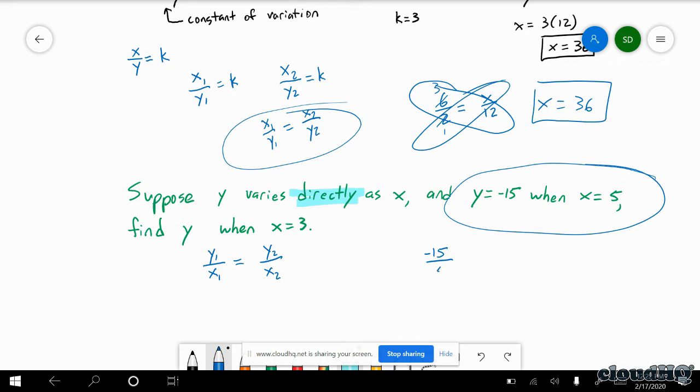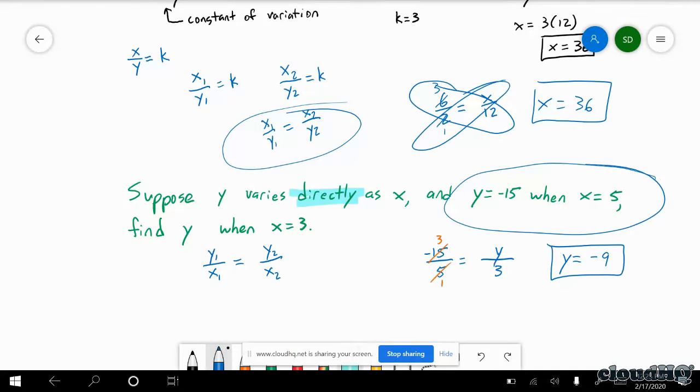Negative 15 over 5. And then we have a second set of data. It's an incomplete set. I don't know what the y value is. That's what I'm trying to find. But x is 3. And now I could cross multiply. If you want to simplify first, the 15 and the 5 can simplify. So I get negative 3 over 1. Now cross multiply. 1 times y is y equals 3 times negative 3 is negative 9. So I was able to set up a problem where I didn't even have to find out what k was.